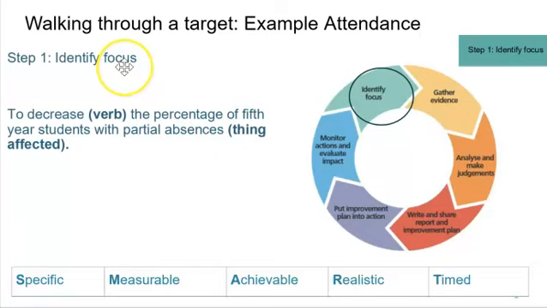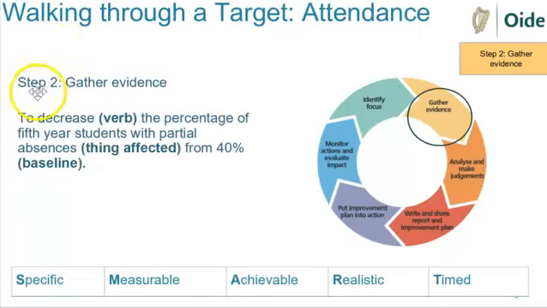Step 1, identify focus. To decrease the percentage of fifth-year students with partial absences. So to decrease is the verb, and the percentage of fifth-year students with partial absences is the thing affected. Step 2 is to gather evidence. So we're going to add on to the target we started off in the previous slide.